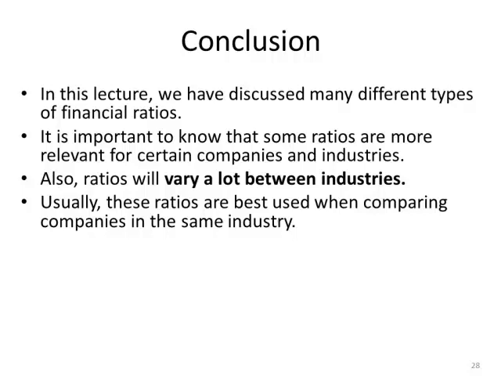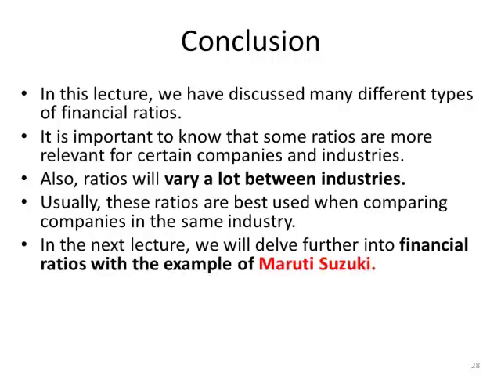So the best way to use these ratios is to compare companies within the same industry. That's very important to remember. If we compare companies within the industry, then we can actually see, well, maybe this company's PE ratio is too high, maybe it's overvalued relative to the other companies in this industry. Okay, so that concludes this lecture.